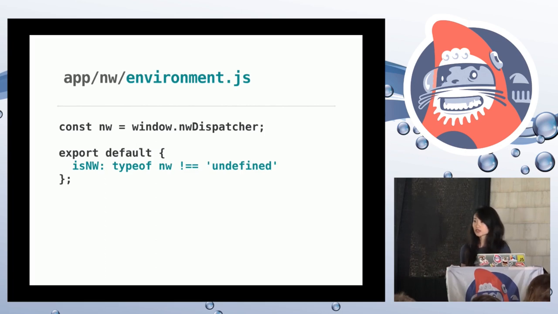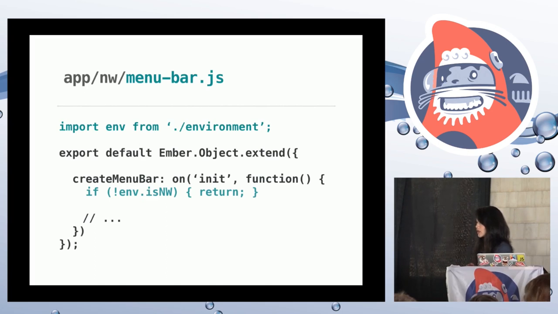So we could check for the presence of certain variables that we know would only be there if we're running in NW.js. And if they're not there, then we can set the isNW flag to false. That way, we can use those values to determine whether we should be initializing the application with an application menu bar, or maybe we should just return if we're not in the right environment, or do something else.